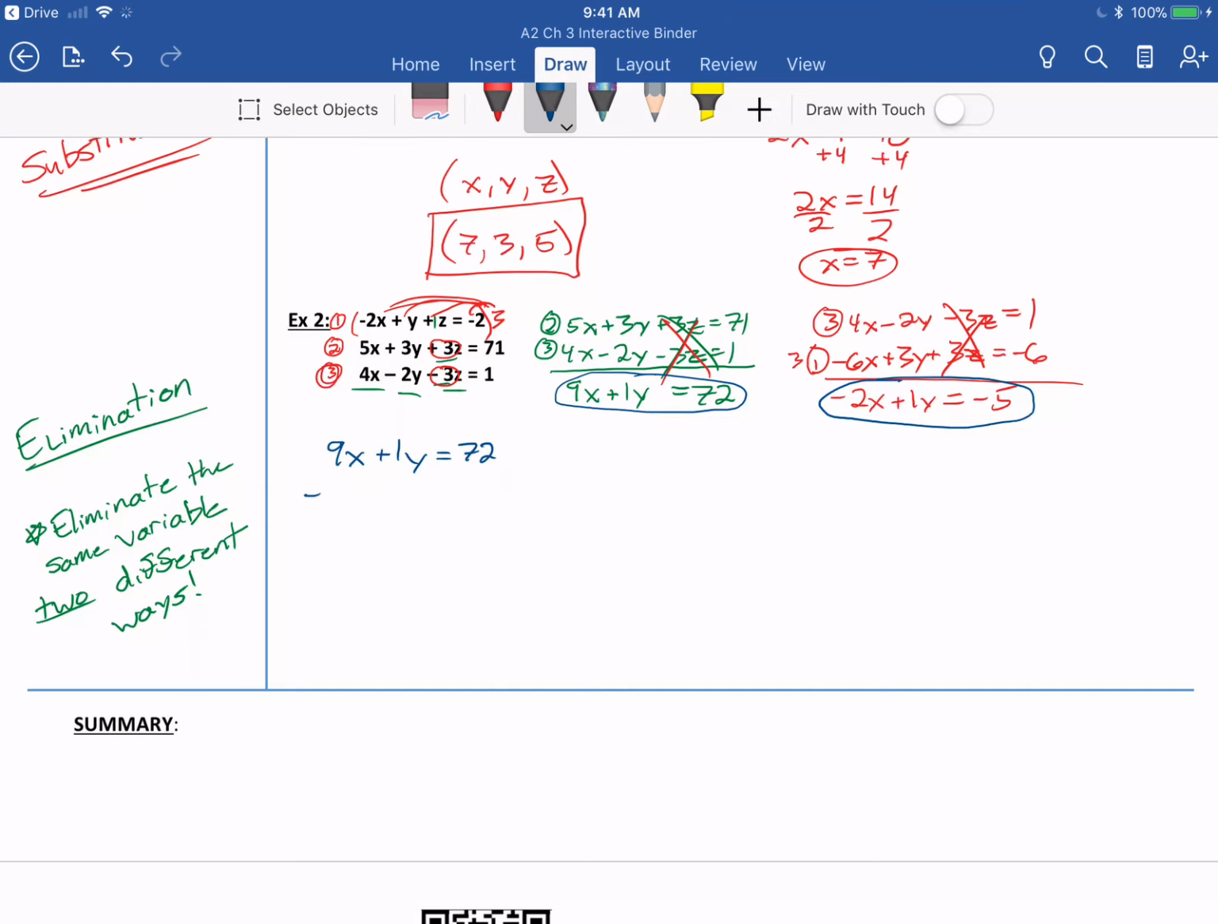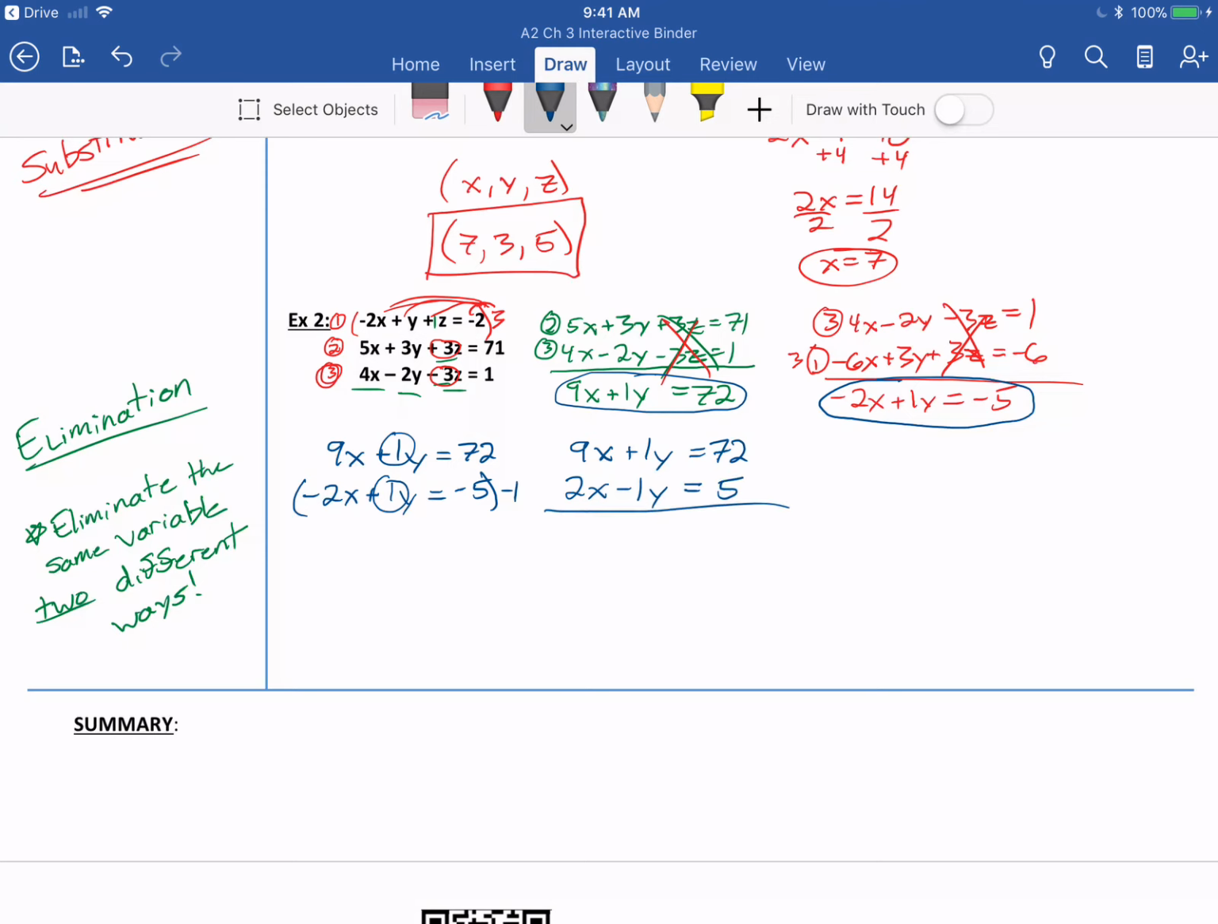And then I have -2x + 1y = -5. Okay, and now I need to eliminate a variable here. So I'm going to multiply this one by a -1 to make it the opposite of this. Now I have 9x + 1y = 72, and then I have 2x - 1y = 5.